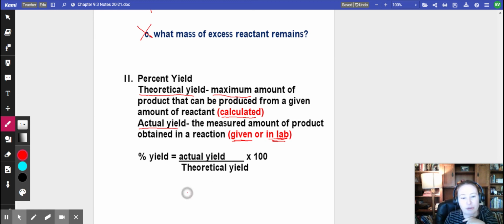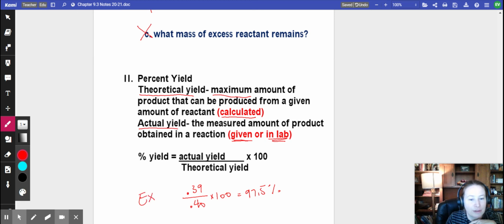So if I actually made 0.39 and my theoretical yield was 0.40, for example, that would be 0.39 divided by 0.4 times 100, which is 97.5% in this totally made up example. Okay, so that is percent yield.